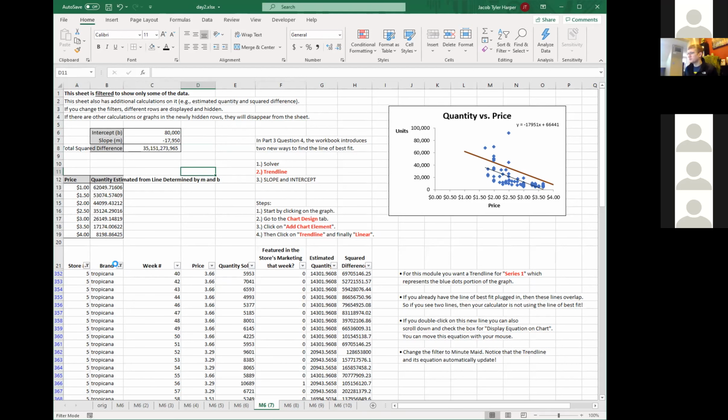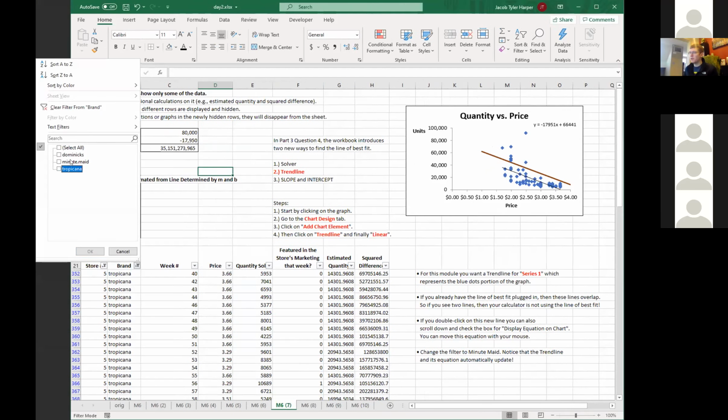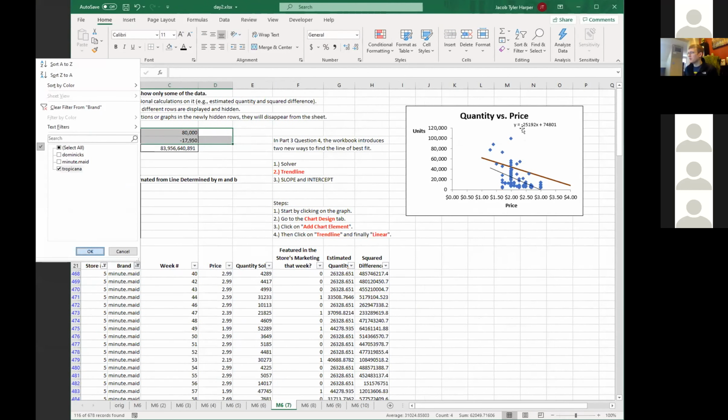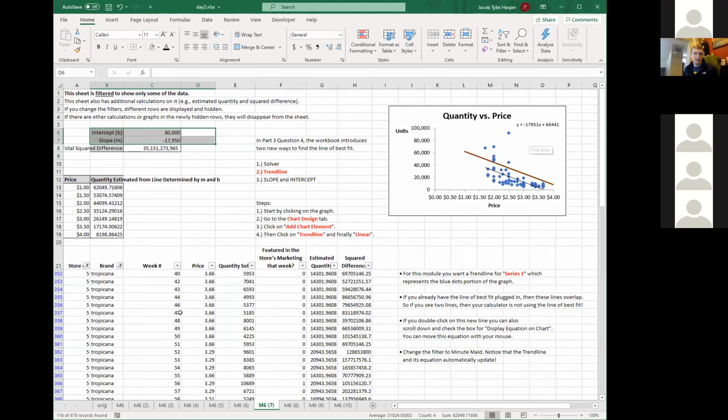Also, let's see what happens when I go to Minute Maid. So I'm going to change my filter to Minute Maid. All my blue dots are going to move. That trend line automatically updated. This equation automatically updated. So that's something that Trendline does that Solver doesn't. It will always correct itself to find the line of best fit for the data that you're currently looking at.